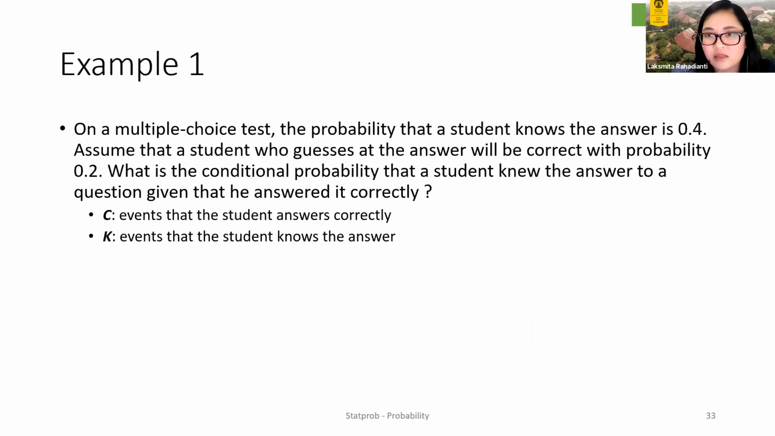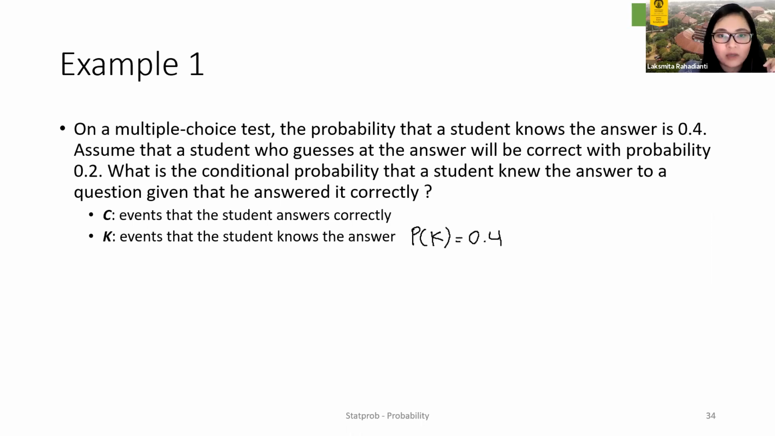Okay, any questions? This together. So on a multiple choice test, the probability that the student knows the answer is 0.4. So we already defined here, there are two events: the event in which the student answers correctly and the event that the student knows the answer. You use a lot of logic and common sense in deciphering questions like this. So the probability that the student knows the answer is 0.4.